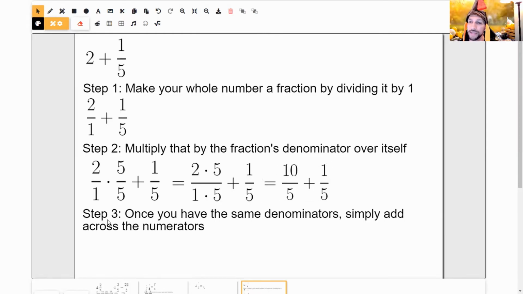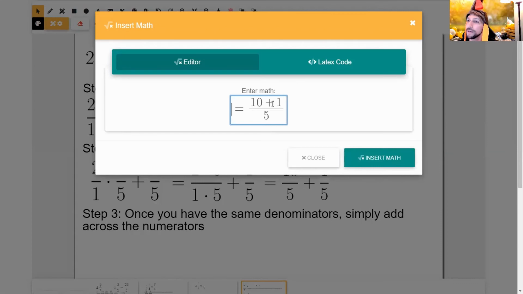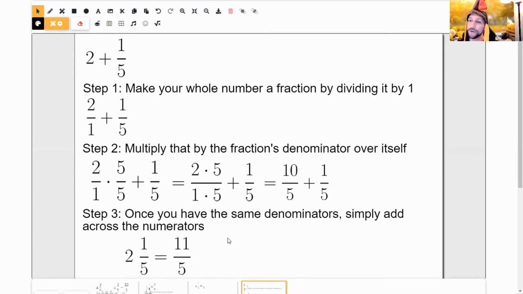Our final step is, now that we have the same denominators, fifths and fifths, we can simply add across the numerators. 10 plus 1, and we keep the same denominator of 5. So 2 and 1/5 will be the same as 10 plus 1 is 11 fifths. So our final conclusion is that because we got to the same denominator, we can now add the numerators. 10 plus 1 is 11, keep the same denominator, fifths. 2 and 1/5 is equal to 11 fifths.